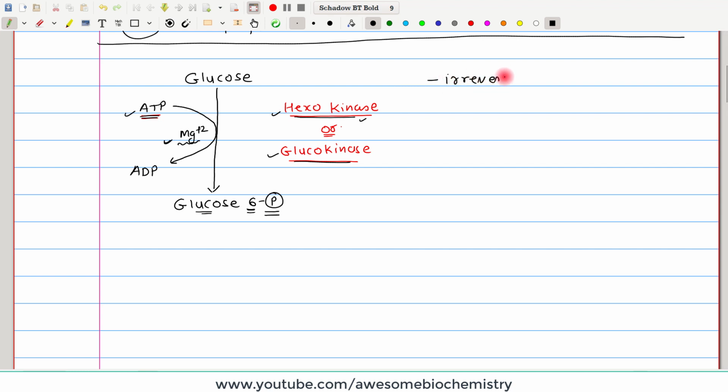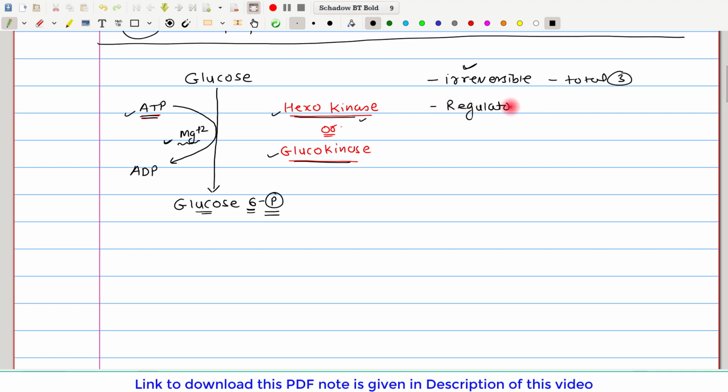It is an irreversible reaction. That means this same enzyme cannot convert glucose 6-phosphate back to glucose. There is only one way, right? In glycolysis, there are a total of 3 irreversible reactions, and this is one of those 3. All the irreversible reactions of glycolysis are also regulatory reactions. So this is also a regulatory step. Whenever in glycolysis we see an irreversible step, it is also a regulatory step.